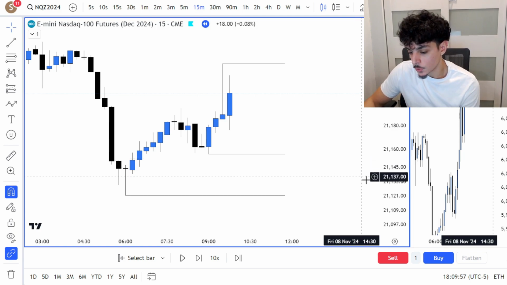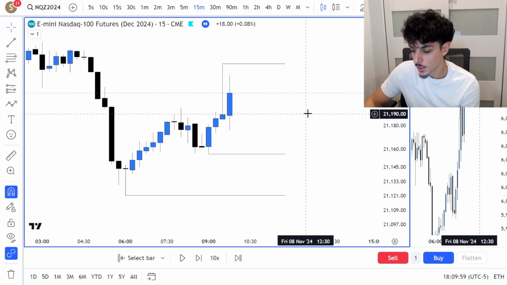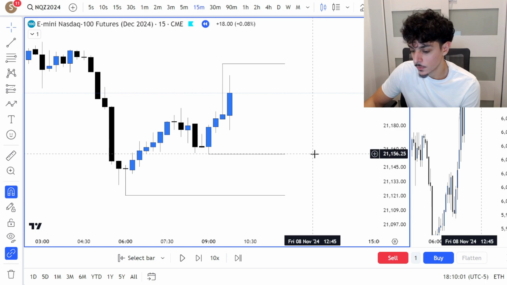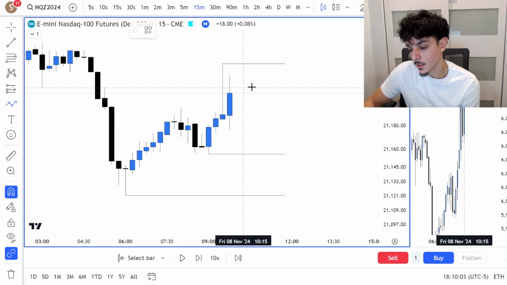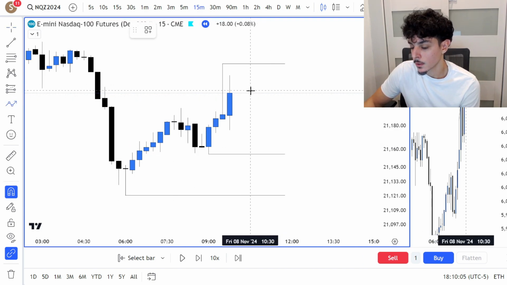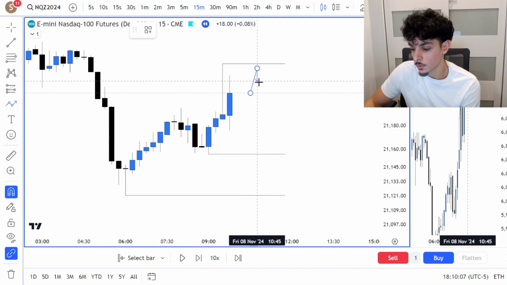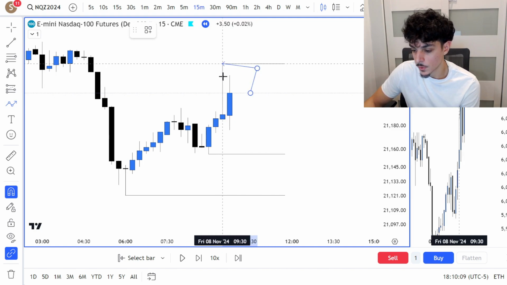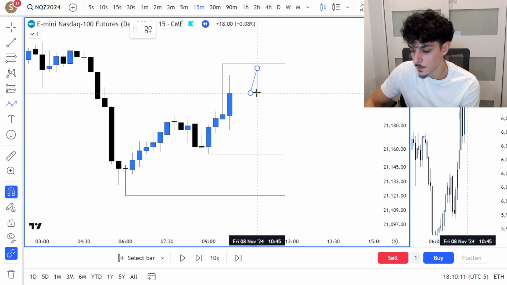So first thing you want to do when you are approaching that silver bullet hour is marking out your 15-minute highs and lows. These highs and lows are going to be the levels that you want to play reversals off of. So let's say in this example we have this high here, this low, and this low.